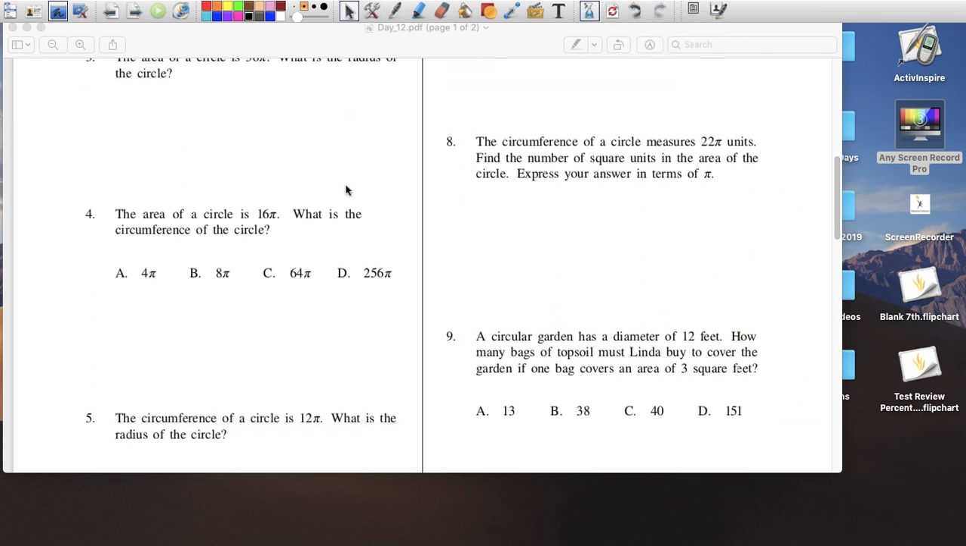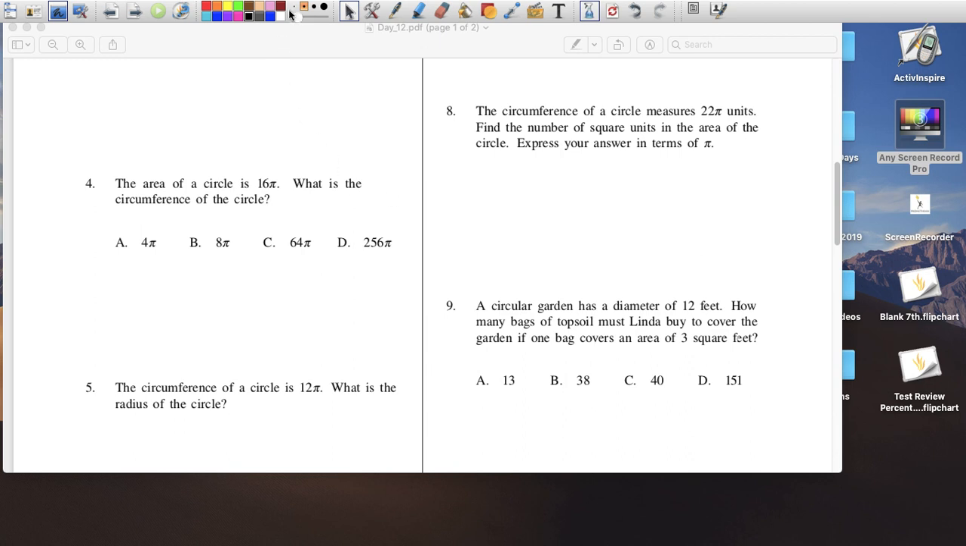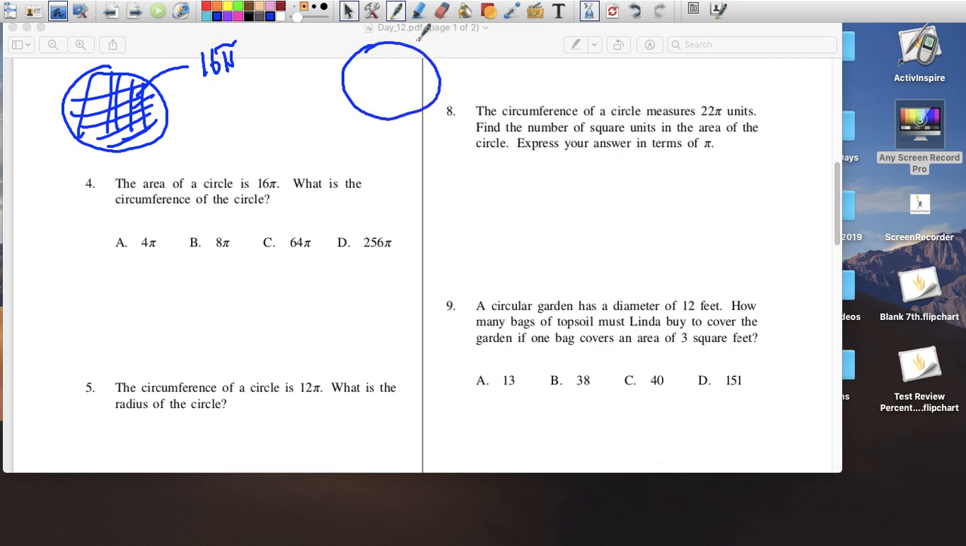For the area of a circle is 16 pi, what is the circumference? So this is backwards. So again, let me draw the circle. So this area here, the part inside the circle, is 16 pi. I need to find what is this distance over here. So if you were to walk around this circle, which is the same circle as that, how much are you walking? So let's use the information.